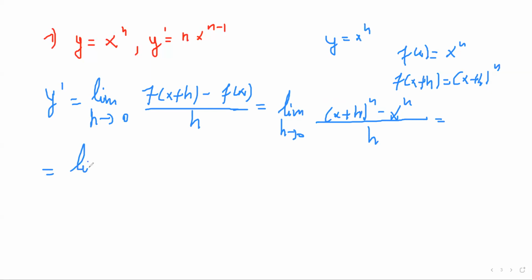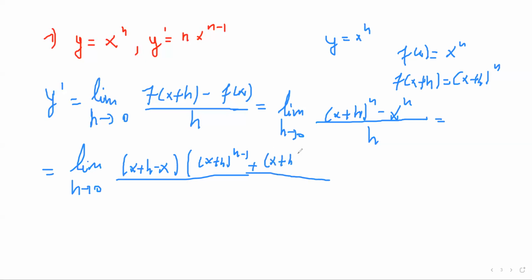Obviously, if we expand these brackets as the difference of two nth powers, we get something like this: (x plus h minus x) times ((x plus h) to the power n minus 1, plus (x plus h) to the power n minus 2 times x, and we go like this until the nth term, which is x to the power n minus 1), divided by h. You can see that x and x cancel, leaving h, and we cancel h here.